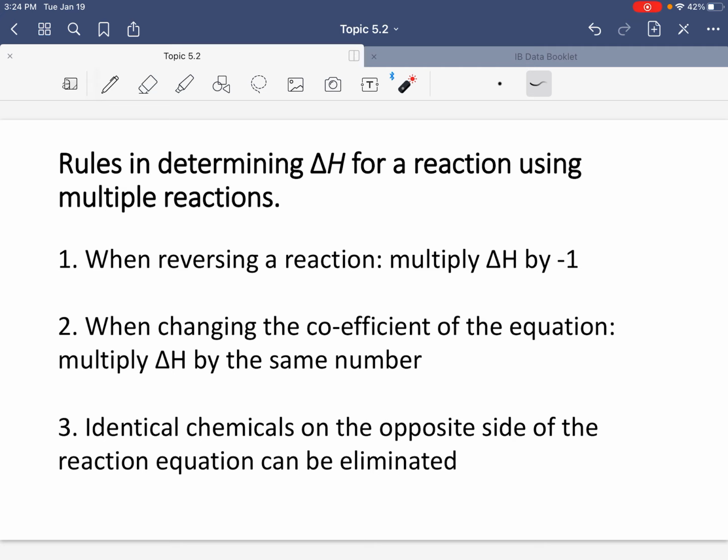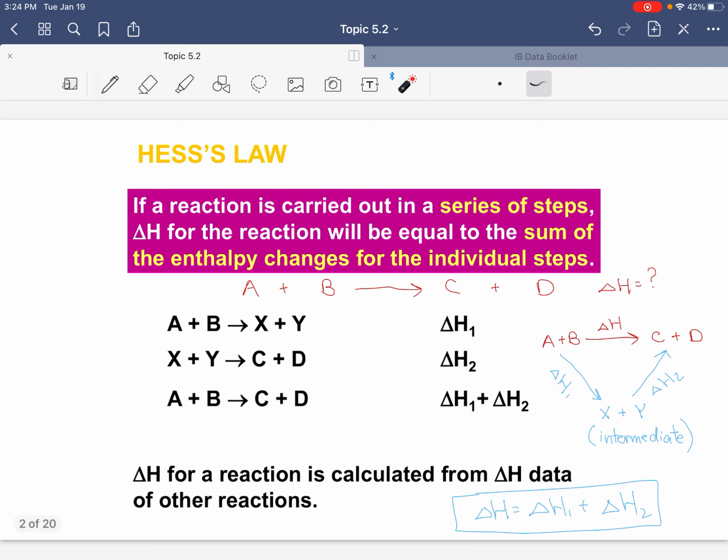Number 2, when changing the coefficient of the equation, you multiply delta H by the same number. What that means is that if you have this reaction right here, and you're multiplying every coefficient by, let's say, 3, these all become 3. You will have to do the same thing to your delta H. If you multiply everybody by half, I don't know why you would want to do that, you will have to also multiply your delta H by half.